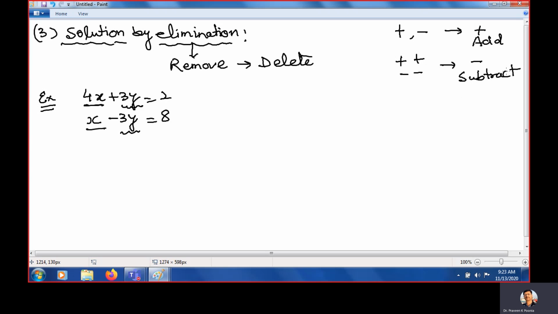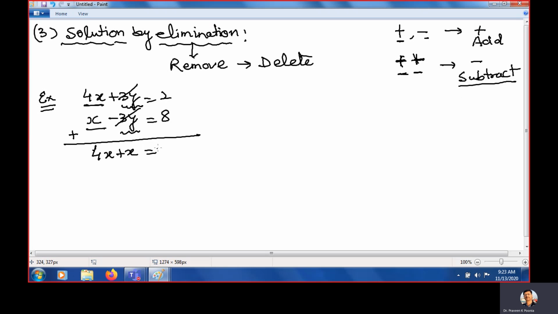And if both are plus or both are minus, then we will subtract. Clear? Very simple thing. Whichever variable we are going to eliminate, if its coefficients are plus and minus, very good, simply add. But if both are plus or both are minus, then it is a subtract. Here plus and minus, so we will add. Plus 3y minus 3y cancel. This is because if you add plus 3 and minus 3, it will be 0. So this is finished.